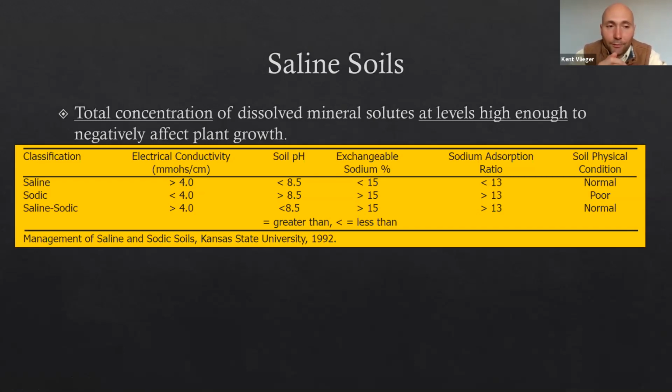Just to put in perspective for you, an EC as low as 1.2 to 1.5 will see a pretty good reduction in corn yield. So you'll have a crop that will germinate. It may even look healthy like the rest of the field, but you're still going to see yield loss at an EC as low as 1.2 to 1.5.